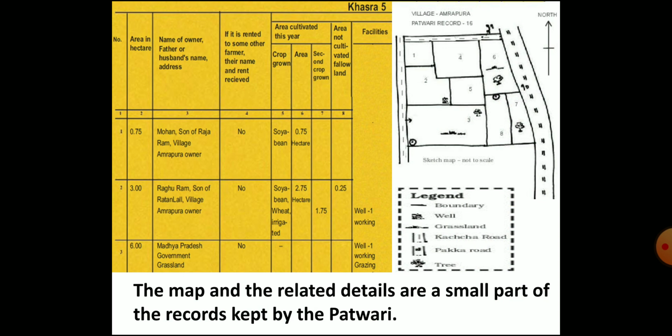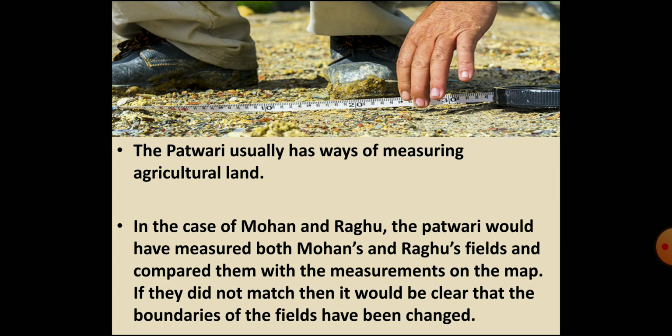I hope you remember Mohan and Raghu, the two main characters of the story we read in the beginning. I'm sure most of you would be able to understand through this map and its record that plot 1 belongs to Mohan and plot 2, which is to the south of Mohan's field, is owned by Raghu. The land record also gives other information like how much area of land is used for cultivation, which crops are grown, etc. Children, the Patwari measures agricultural lands or fields in different ways.